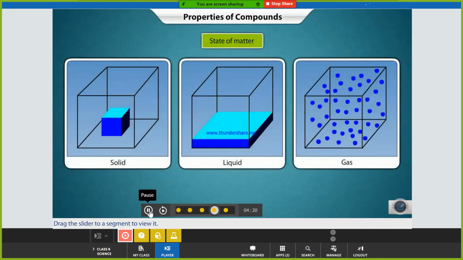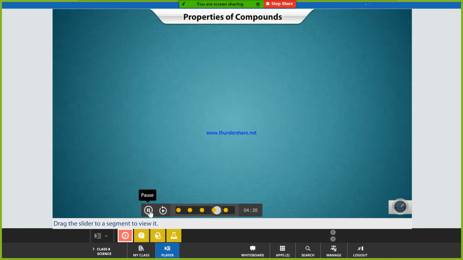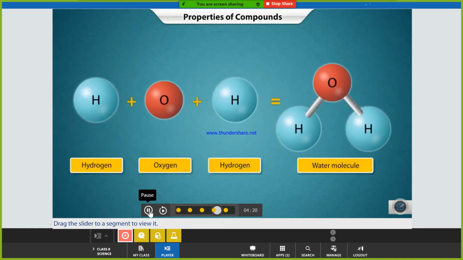Let us now learn about properties of compounds. We know that matter is found in 3 states, namely solid, liquid, and gas. We have studied how water is formed. When hydrogen and oxygen combine, water is formed. Note that hydrogen and oxygen are in gaseous state, whereas water is in the liquid state.